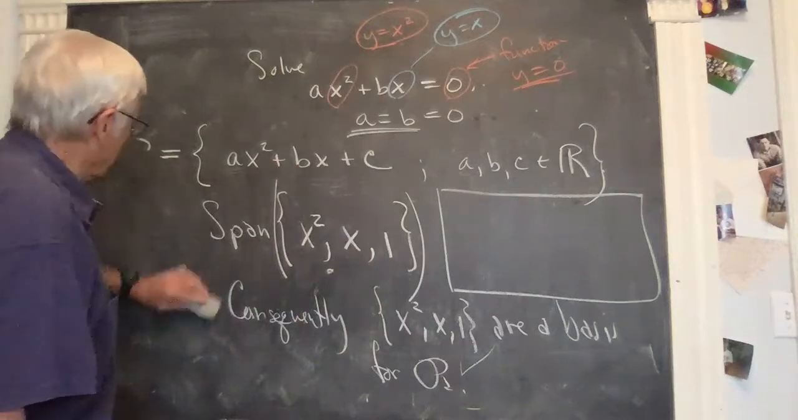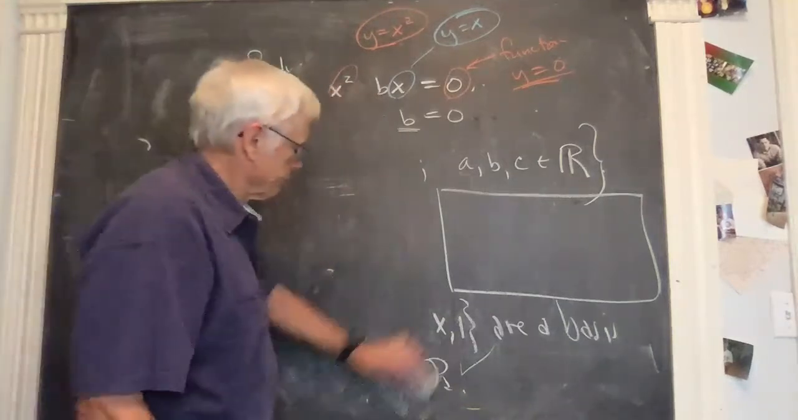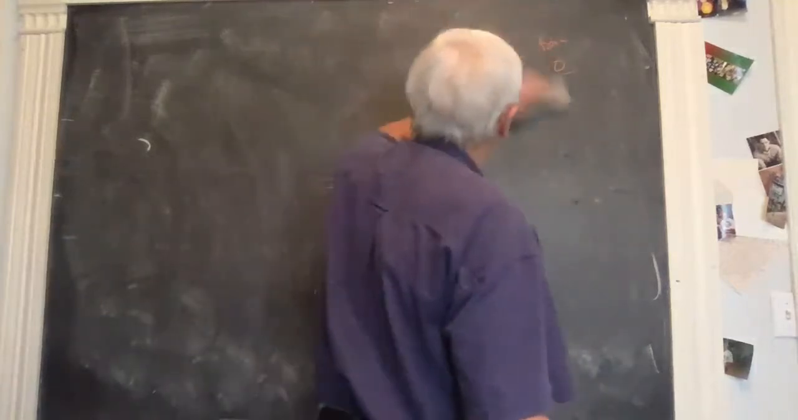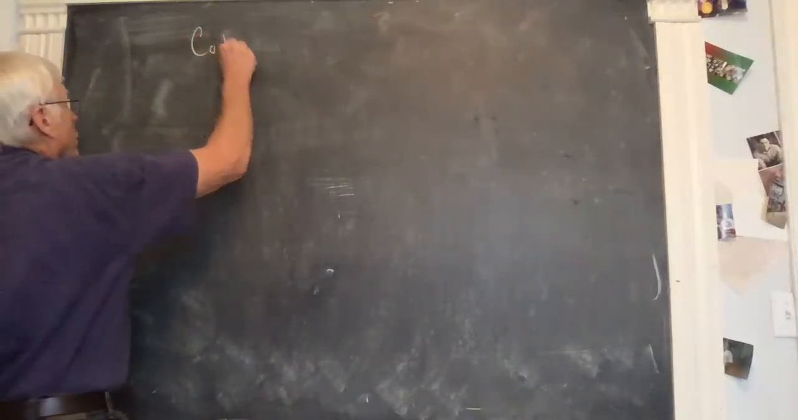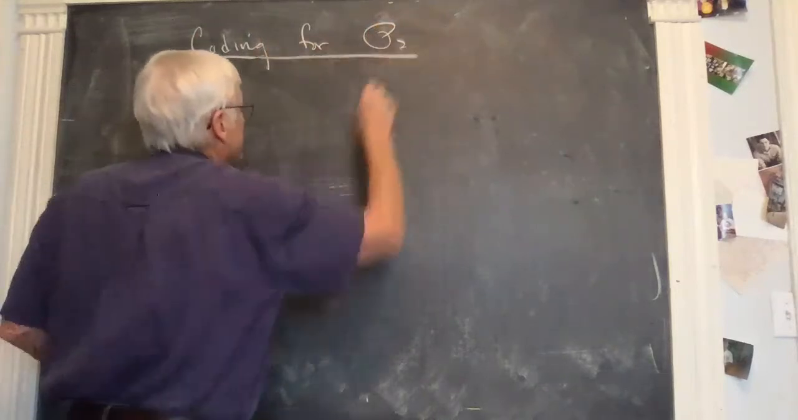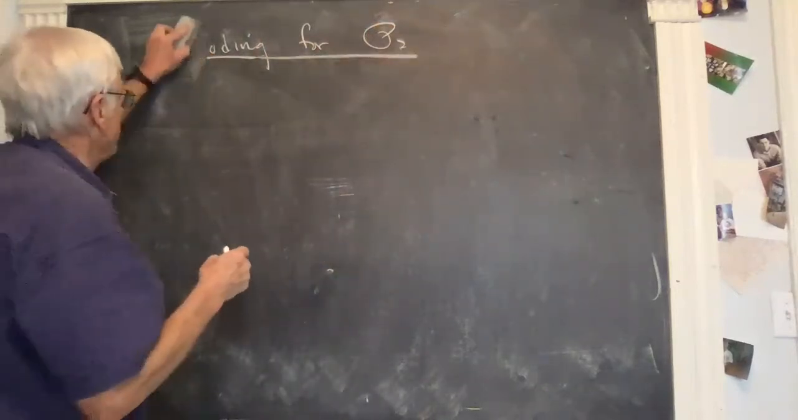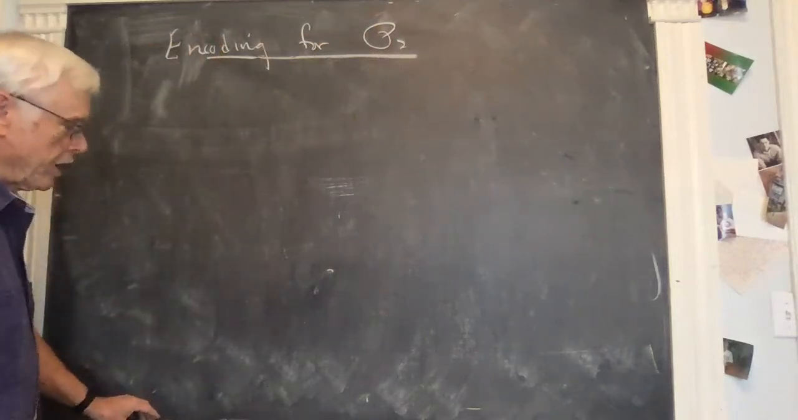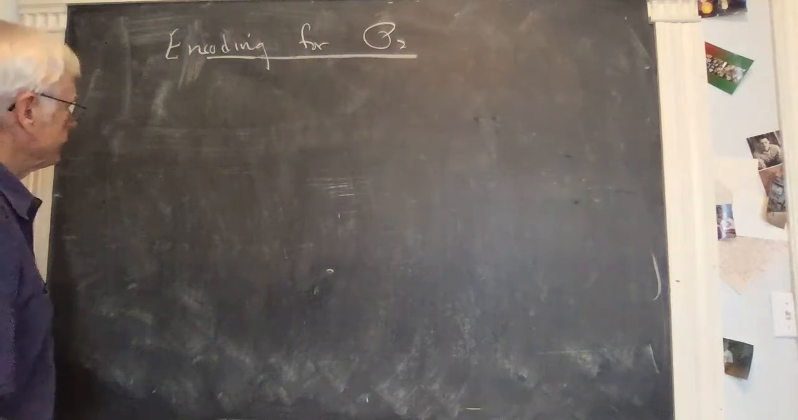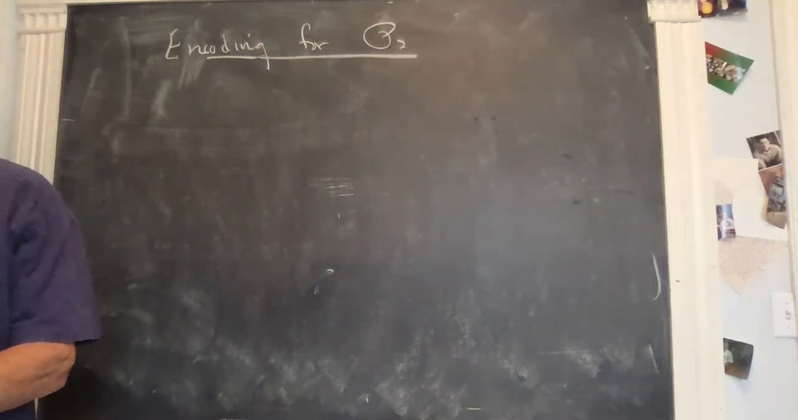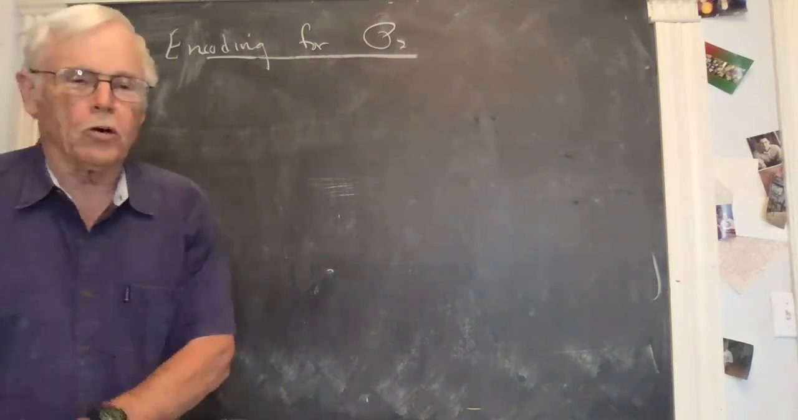Let's erase this and try a couple other things. I'm going to call this coding for P2. Now, this is not computer coding, so maybe I should write encoding. I want to encode this information that we have. So I need an element of P2, just some element of P2, to show you how to encode this.